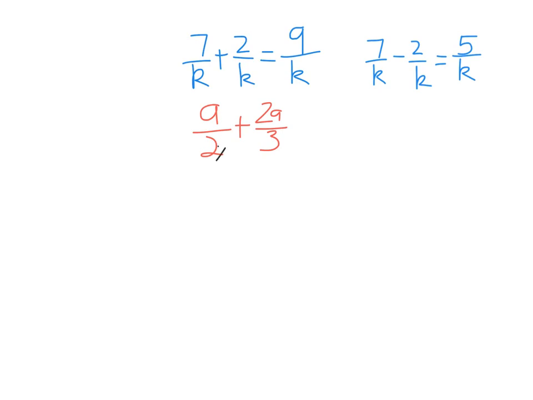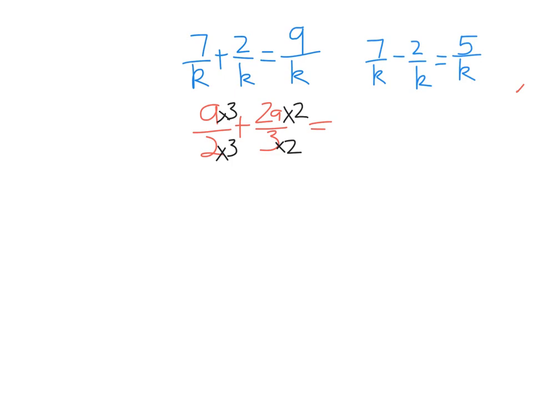So if I times this bottom by 3, this denominator will become 6. If I times 3 by 2, this denominator will become 6. So both fractions will have the same denominator. Now, if I times the bottom by 3, I have to times the top by 3. If I times the bottom by 2, I have to times the top by 2. What you do to the bottom, you must do to the top.